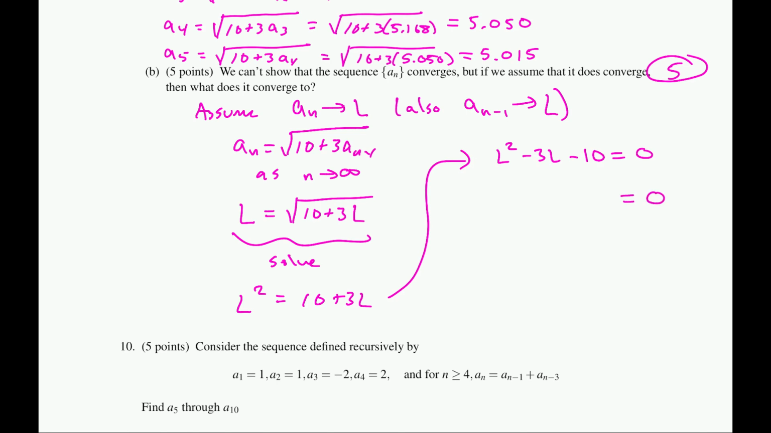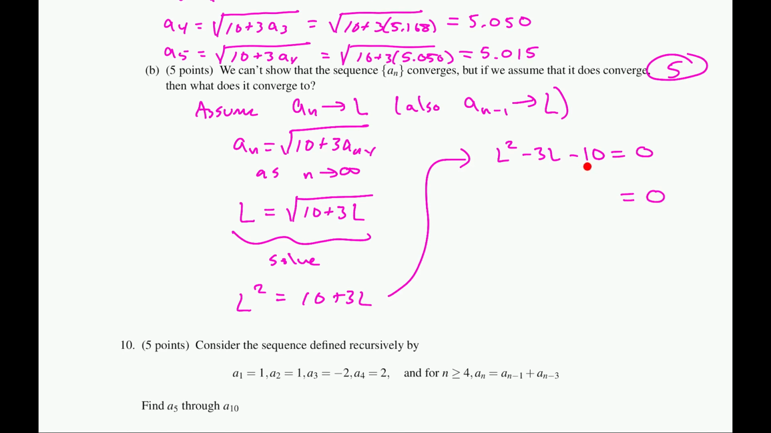And then factor. So we're looking for numbers that multiply to -10 and add up to -3. So we end up with -5 and +2. So (L minus 5)(L plus 2). And then that tells you that the limit would have to be L would be 5 or L would be -2.